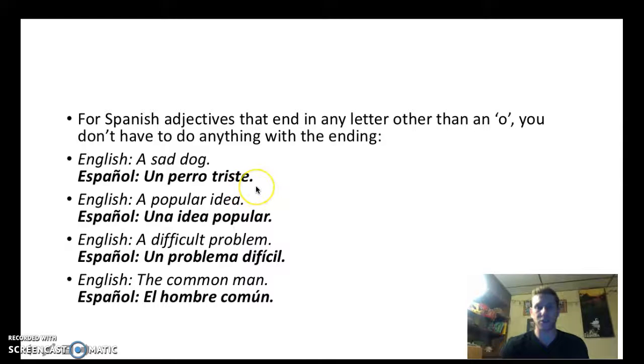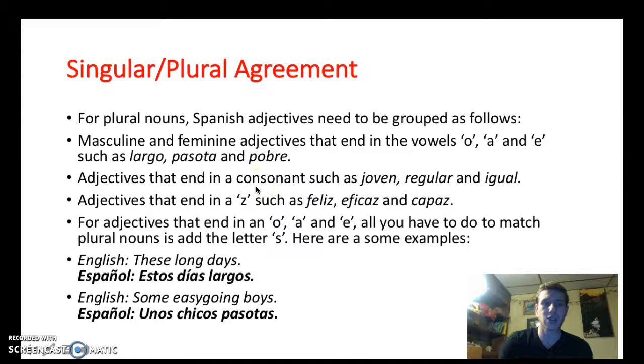They do not change. Okay, so another major rule governing Spanish adjectives is singular or plural agreement. Okay, much like in English, when the noun is plural, we add an S to it, but in English, our adjectives don't change depending on whether it is singular or plural. Okay, they stay the same. But in Spanish, you need to alter the adjective to match if it is plural or not.